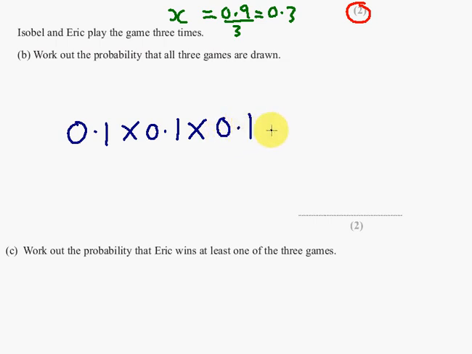So 0.1 times 0.1 times 0.1 gives us a probability of 0.001. So I'm going to write that on the answer line, 0.001.